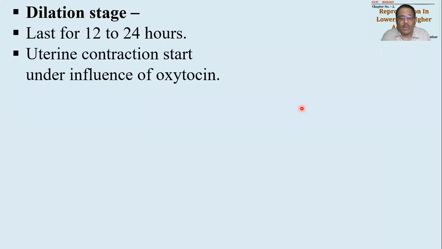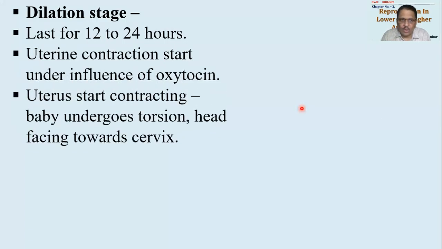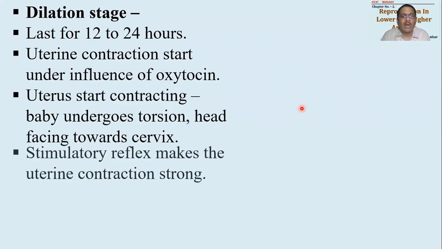Uterine contraction will start under the influence of oxytocin, as a result of which what will happen? The baby undergoes torsion. Initially, the baby's head and the mother's head are in the same direction. If my head is like this, the baby's head will also be like this, hands slightly folded, legs also folded. Just prior to birth, the baby will undergo torsion, meaning it will turn completely upside down, so that the head will be down, and now the head will come out first.